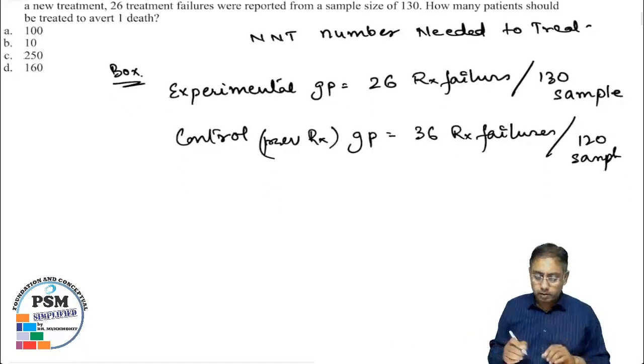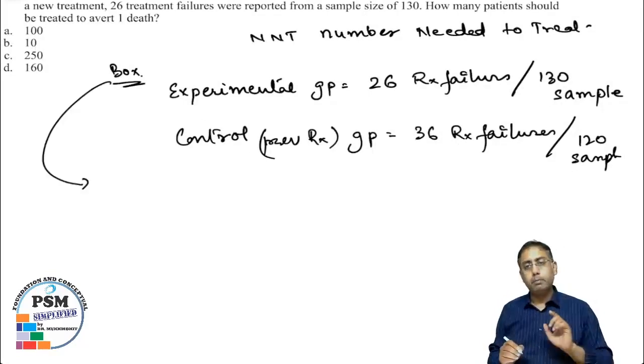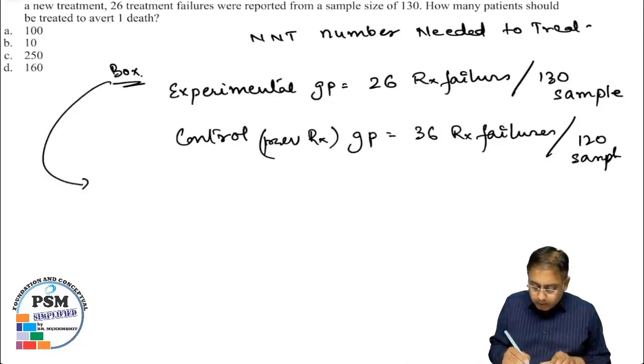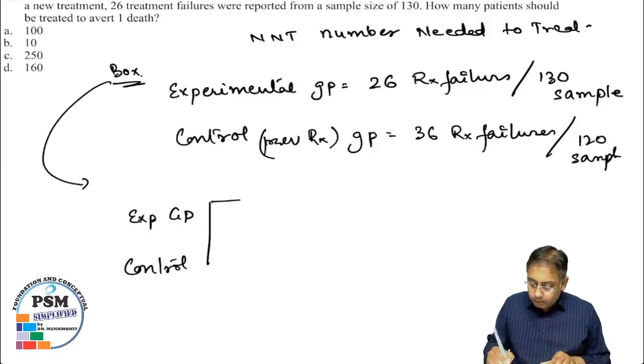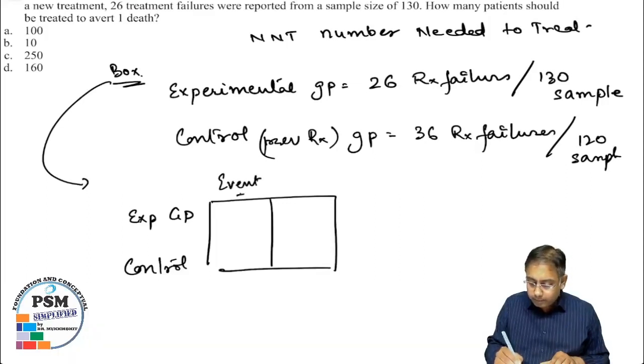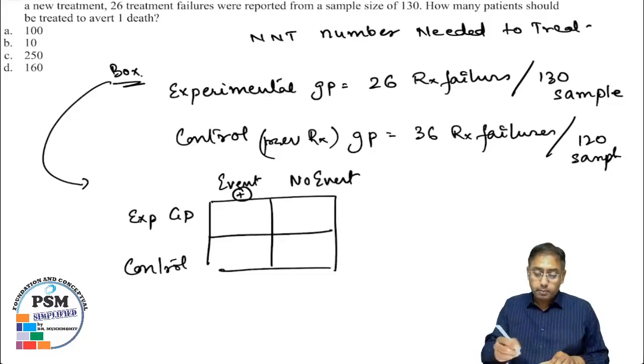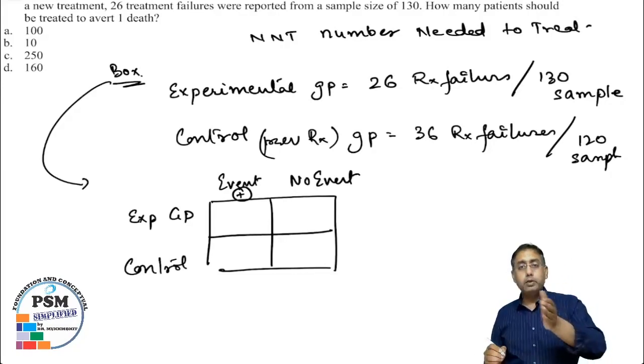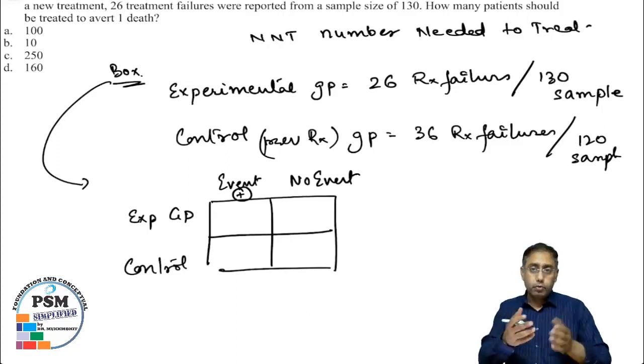Next, MCQ point number 1: make a box. So I will make a box for the experimental group and the control group, with the number of times the event or the death happened and the number of times no event happened. So I can fill up the answers in this. Experimental group, how many times did the event happen? You know it from there.